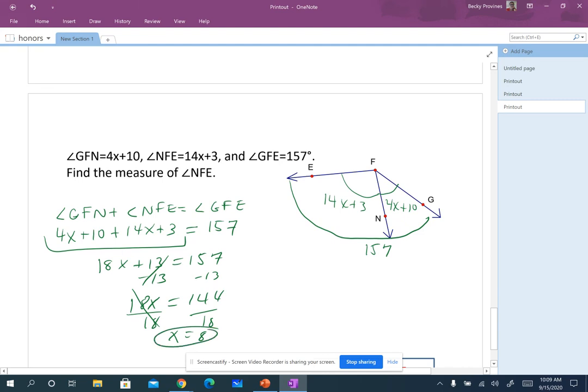Now, notice it doesn't really even say solve for x. It says find the measure here. So to find the measure, we're just going to take the 8 and plug it back in. So we have an equation for NFE. So that is NFE is 14x plus 3. So let's just plug in the x. All right, calculator time. 14 times 8 is 112. Plus 3 is 115 degrees.